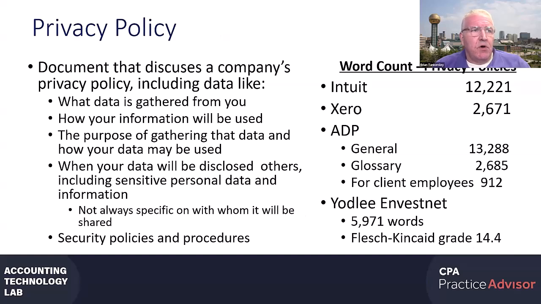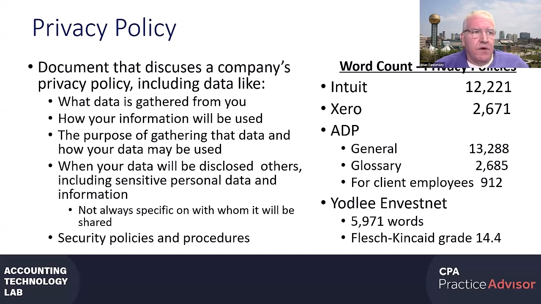Now, when we jump over and look at the privacy policies, these will go through and talk about what data gets gathered, how your information is going to be used, the purpose of the information, when your data will be disclosed, but they're not always specific as to who they're disclosing it to. They will say generally, we may share it with our strategic partners. Okay, who's that? Well, I don't know. So they're not always explicit in there, and their security policies and procedures.